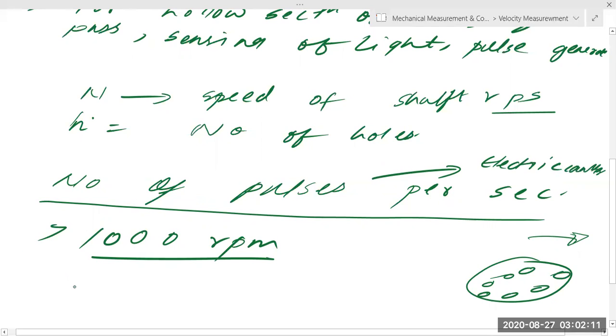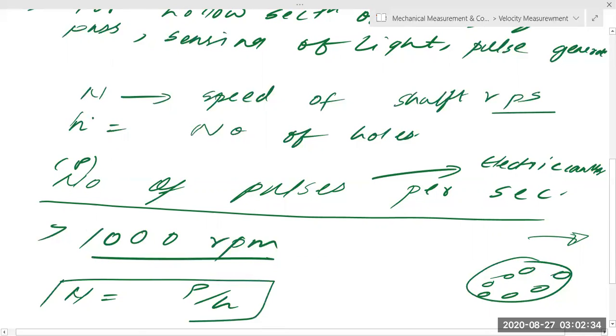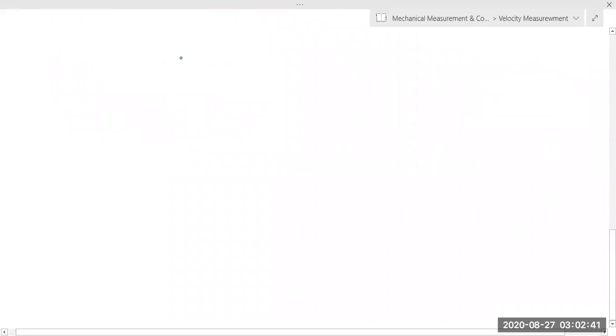Now, if I know all these things, I can find the speed of the shaft, which will be equal to the number of pulses, let it be denoted by P, upon the number of holes. Automatically this is in revolutions per second. So you get the speed of the shaft in RPS with the help of pulses and number of holes. So this is P by H. Now you know this is in RPS.